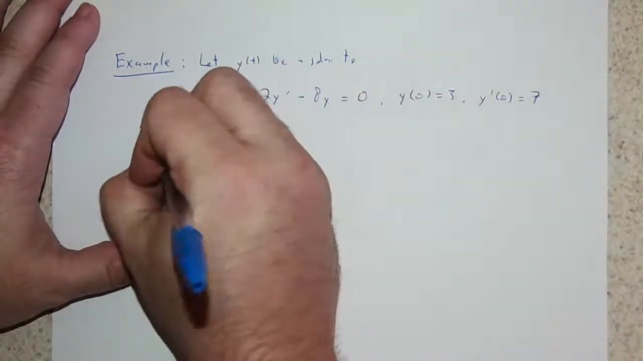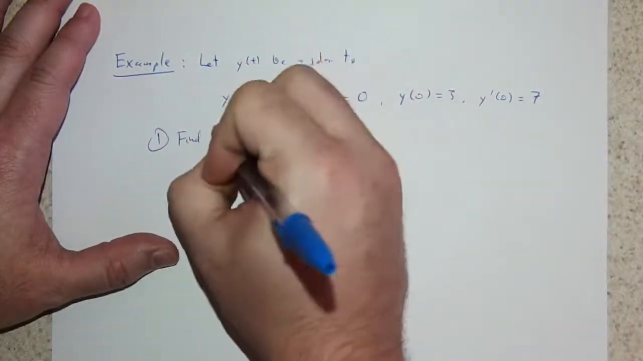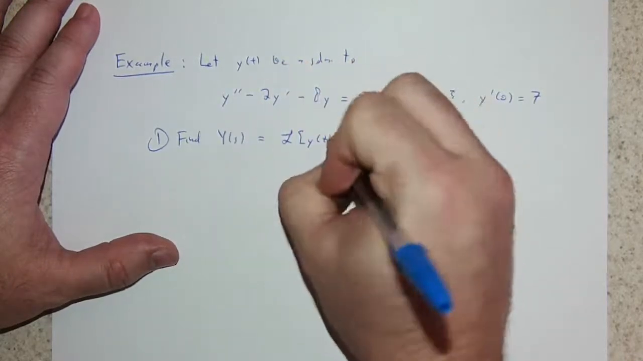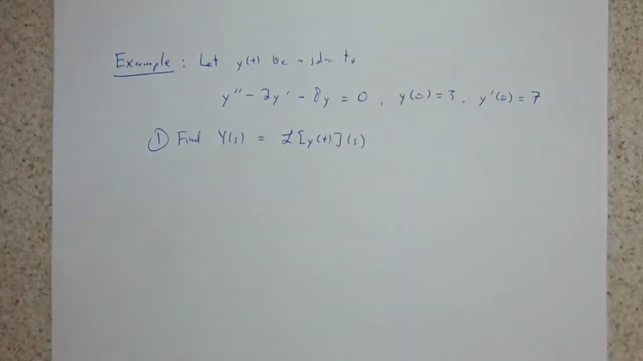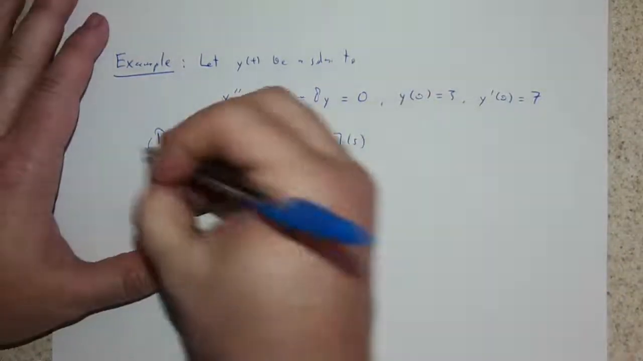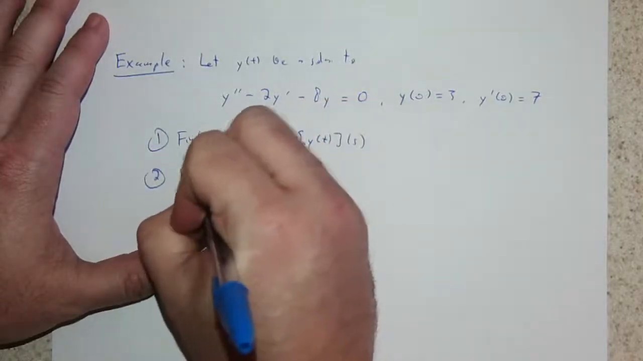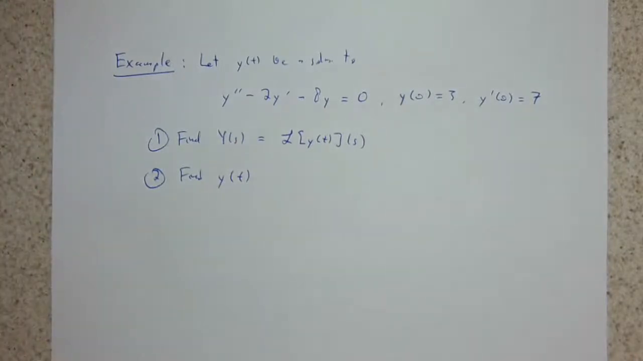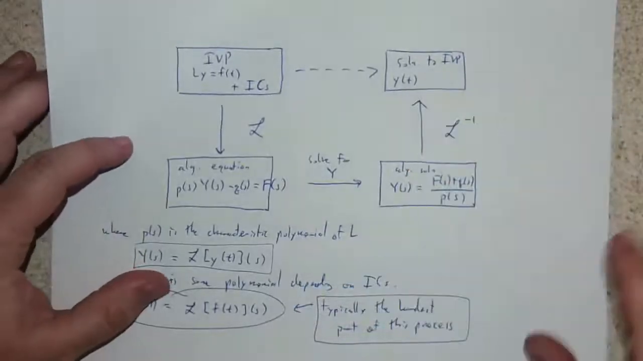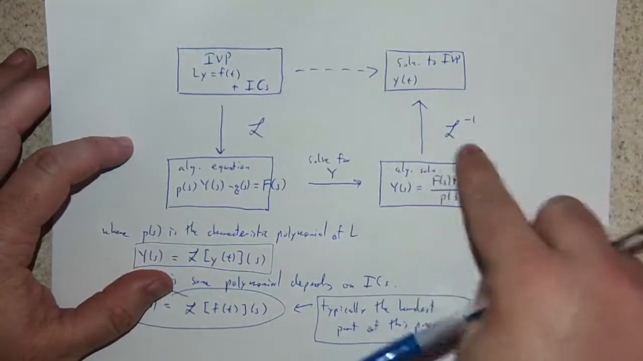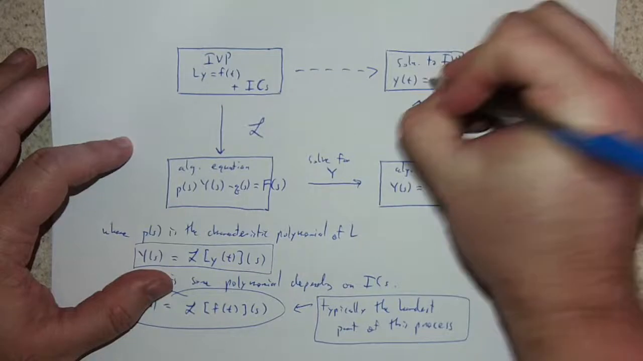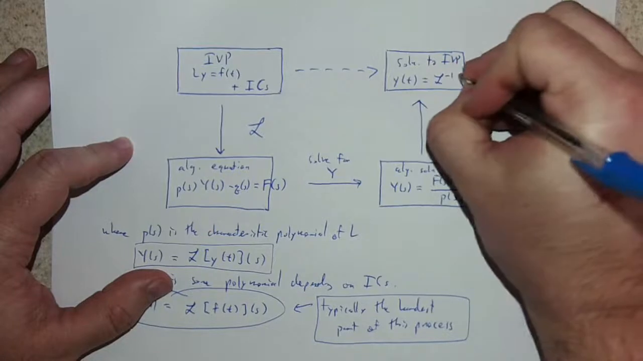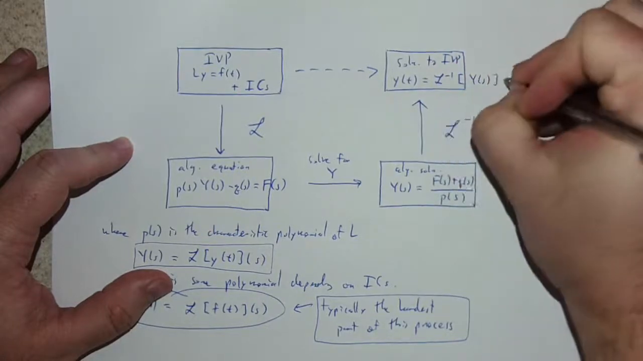Okay, so two steps. One, find Y of s, which is the Laplace transform of y of t of s. And secondly, find little y of t. Now, bringing back my diagram here, I left some space for little y of t. If I've hit this with the inverse Laplace transform, little y of t can also be thought of as the inverse Laplace transform of big Y of s of t.